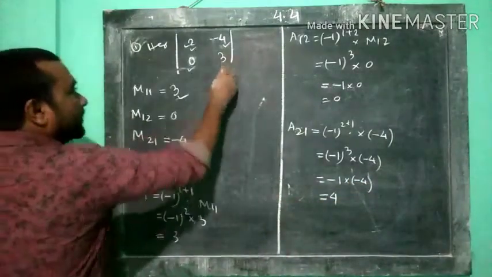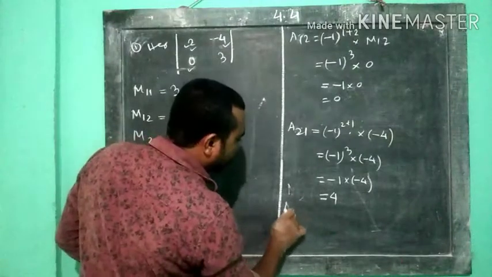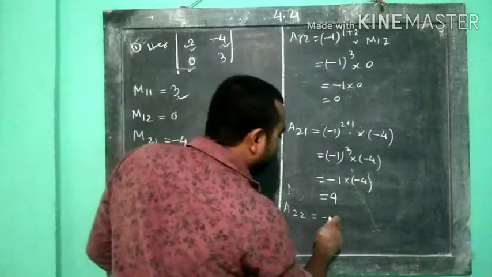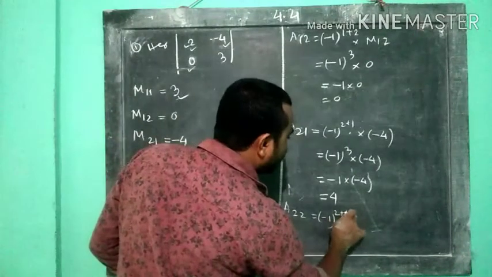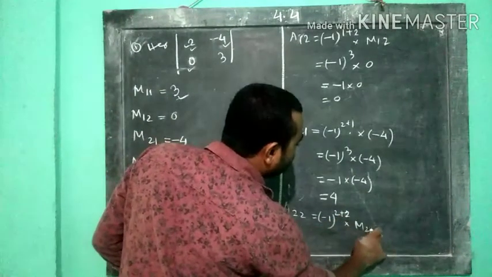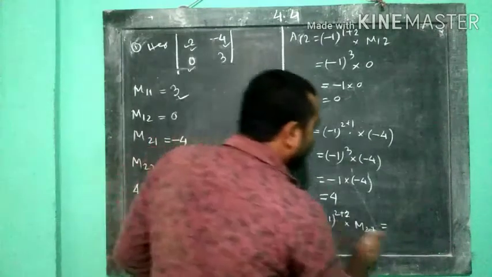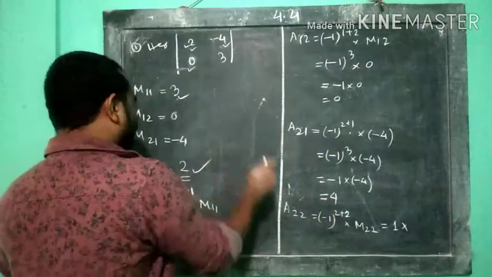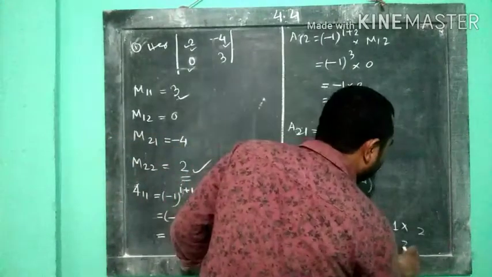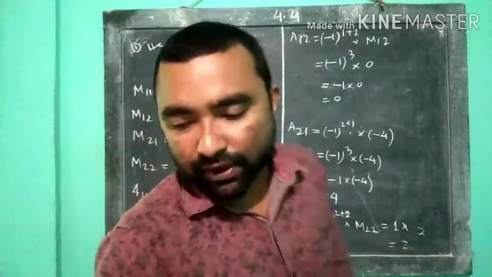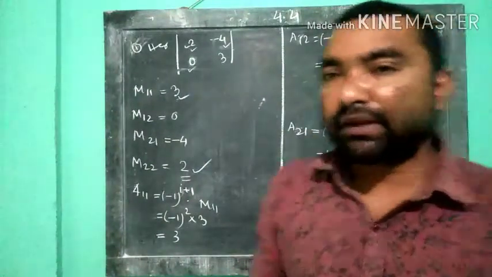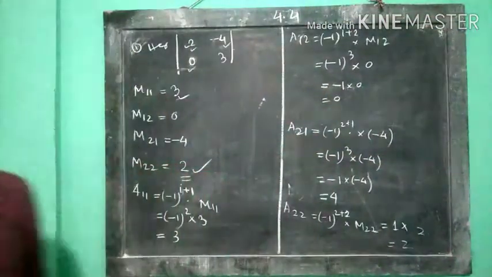So what is the cofactor of 3? The cofactor of 3, this is A22, equal to 2 2, that means minus 1 to the power 2 plus 2, which is 4, into M22. This is plus 1 into what? M22 is 2. So this is equal to 2. Therefore the cofactors are these. In this way we find the minors and cofactors.